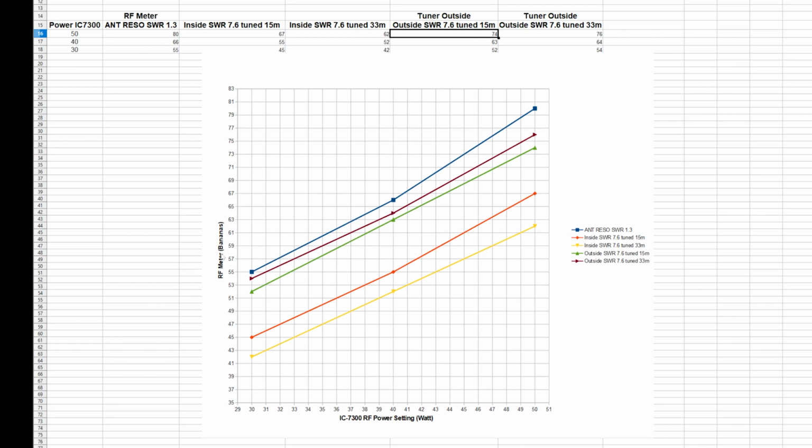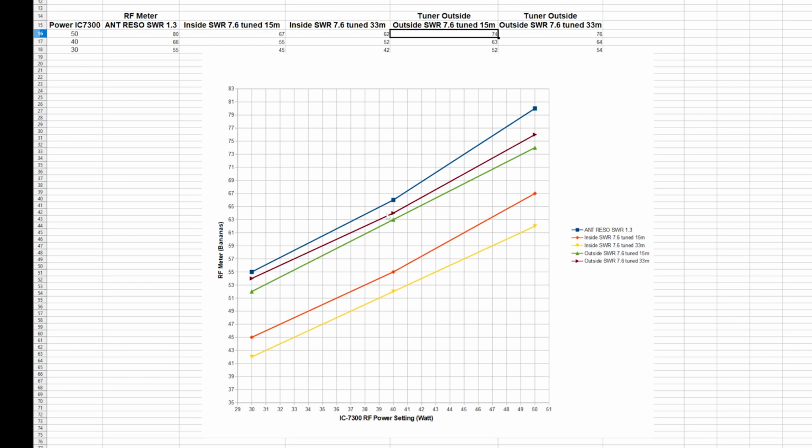And we can see, I also mentioned it before, you can see 1 watt changes from the ICOM 7300 on the RF meter. So this is very sensitive. The blue line is at the antenna resonant at SWR 1.3. So this has the highest values. Was not so unexpected. The antenna tuner was bypassed. So there is no antenna tuner and quite a resonant antenna, 1.3.